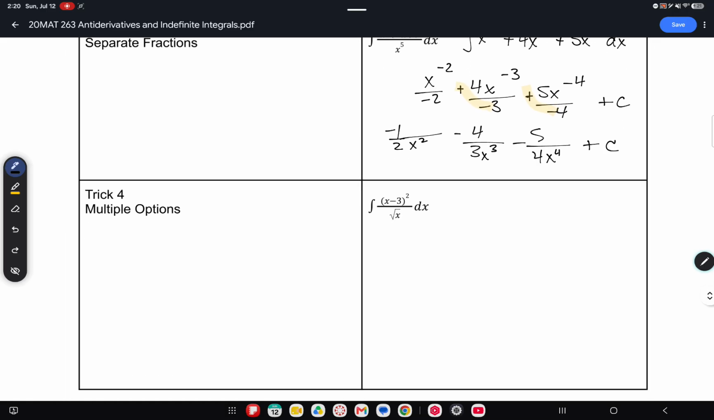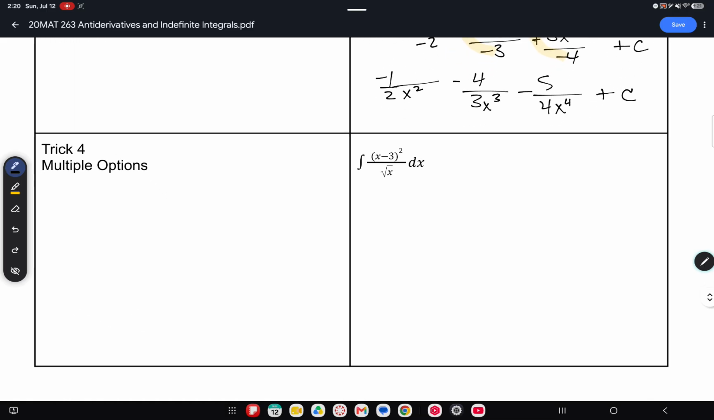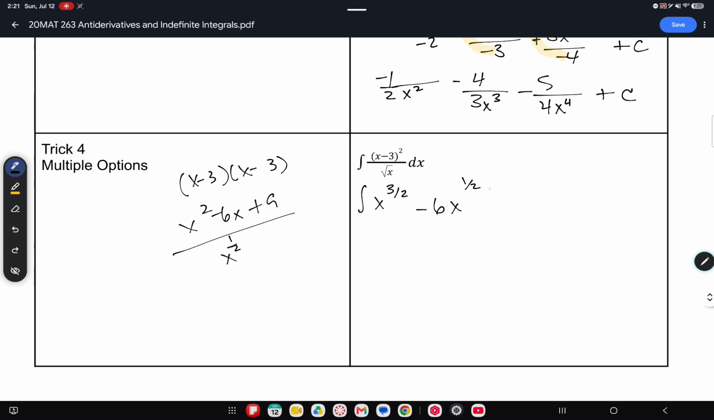And then there might be cases where we have to do multiple of these tricks at once. So that x minus 3 squared is going to be x squared minus 6x plus 9. And then we're dividing it by x to the 1/2. So we can subtract the exponents here. So 2 minus 1/2 is 1.5. 1 minus 1/2 is just 1/2. And then we can integrate.